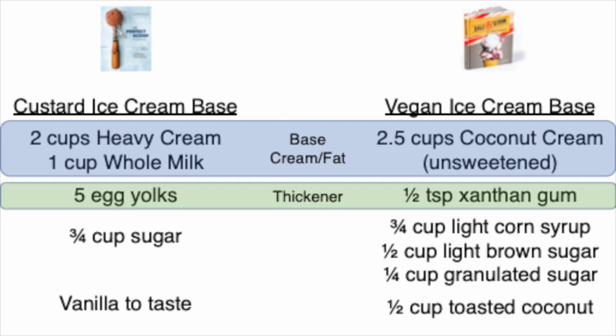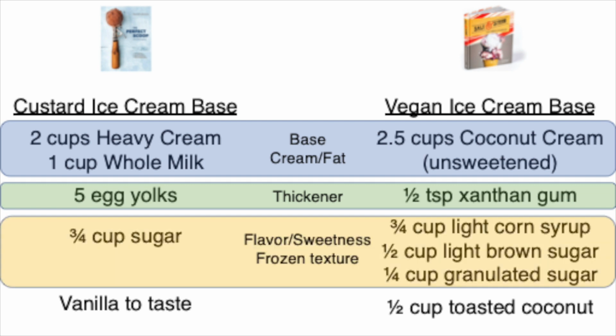All right, the next part that we're going to look at is our thickeners. For our custard ice cream base, our egg yolks are our thickeners. For our vegan ice cream base, the xanthan gum that we're using is our thickener. And we have lots of different other hydrocolloids that we could use here as well, but in this one we're using xanthan gum.